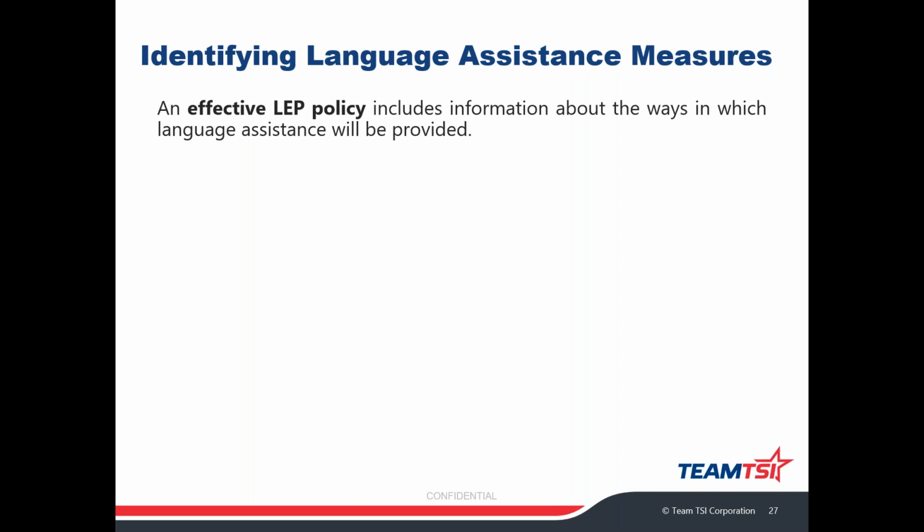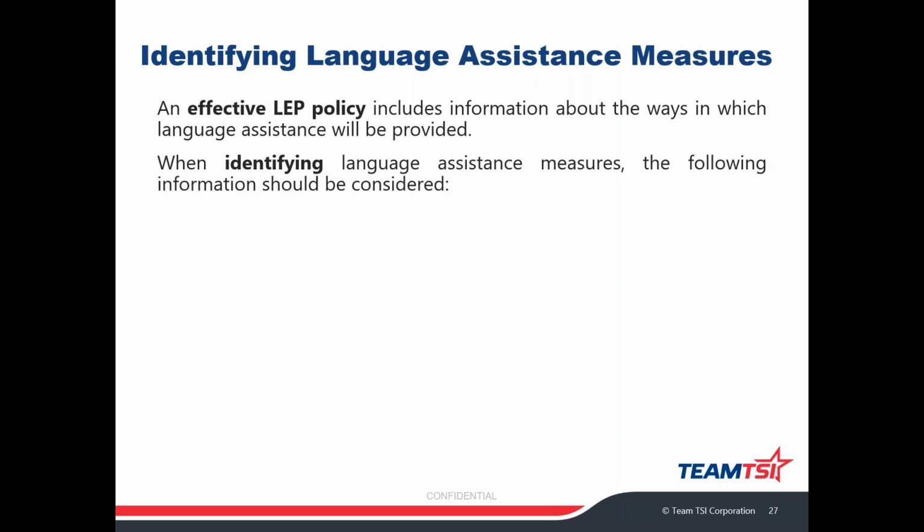An effective policy includes information about the ways in which language assistance will be provided. So how are you going to provide? In your policy, it must have information about how you're going to provide notice or information about your program. When identifying language assistance measures, the following information should be considered.